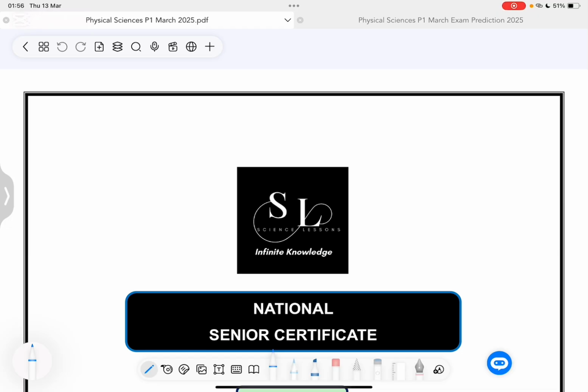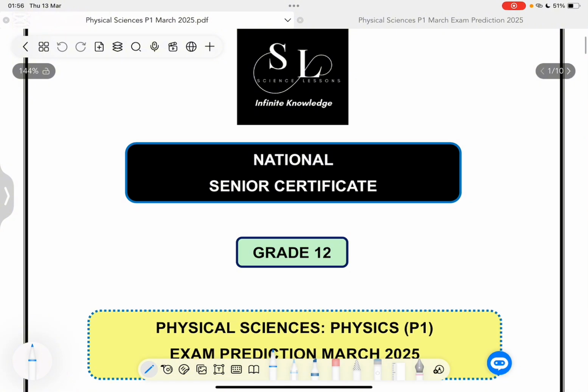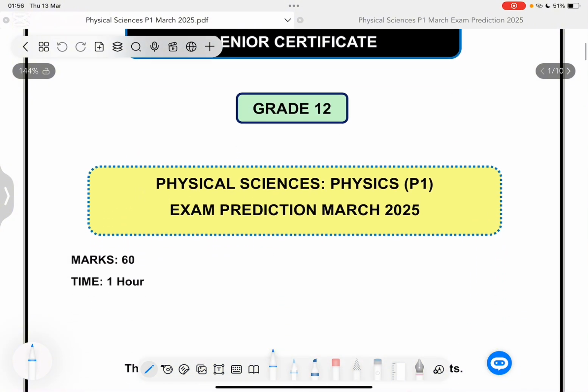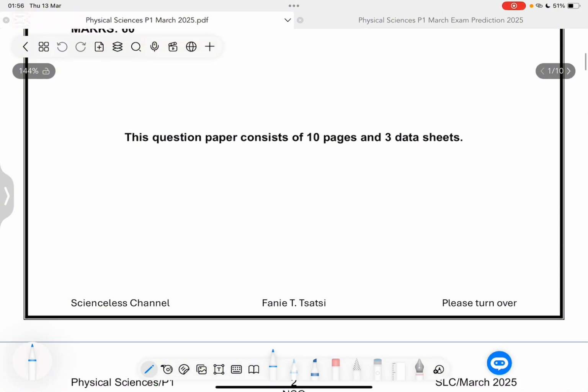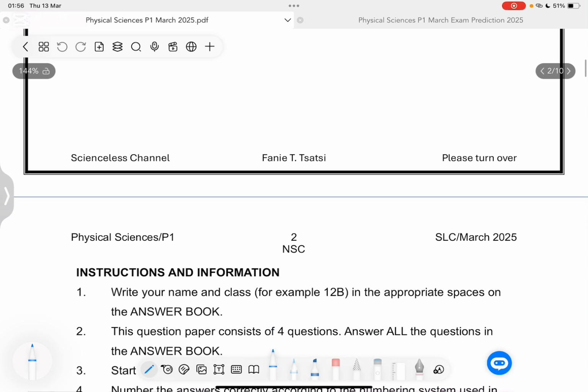The mantra that we should chant for the March 2015 examinations is the one that says, "Victory loves preparation." We are going to use this exam prediction to prepare and revise our Term 1 work.